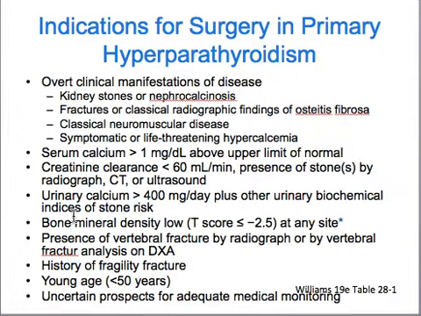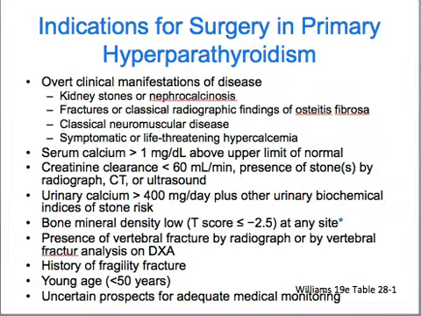stone formation. If you have osteoporosis or a T-score less than negative 2.5, or if you have any vertebral fracture by radiograph or by VFA in your DEXA, if you have a history of fragility fracture, if you are young, because if you are young, you're still able to develop all the complications of primary hyperparathyroidism, if you have uncertain prospect for adequate medical monitoring.